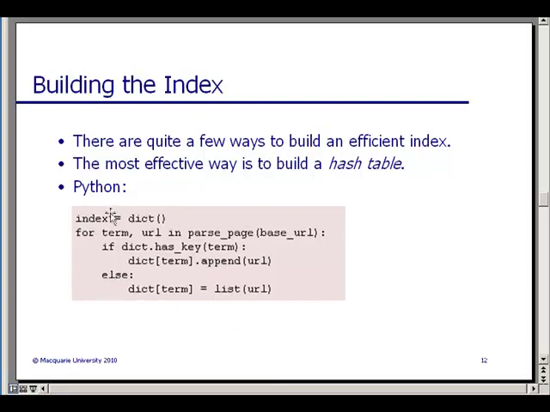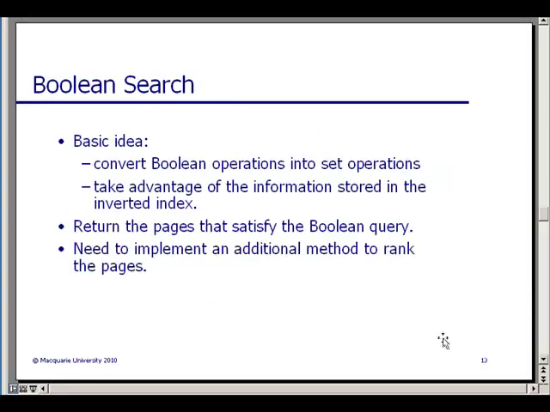So what you see here is Python code where I build an index. I use basically a dictionary as my data structure. I try to extract terms and URLs from a web page, and then I build up, for a term, a list of URLs. This is my inverted index. Then you can use this inverted index to do some search.